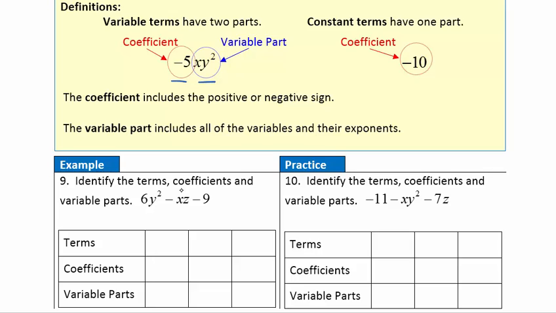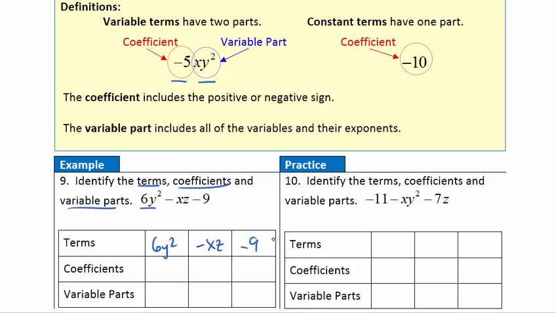Let's take a look at an example that will help you understand how to identify these different parts of a variable expression. Okay, so identify the terms, coefficients, and variable parts. All right, well, let's start with the terms. Here's my first term, 6y squared. That whole thing is the term. My next term is negative xz. My last term is negative 9.